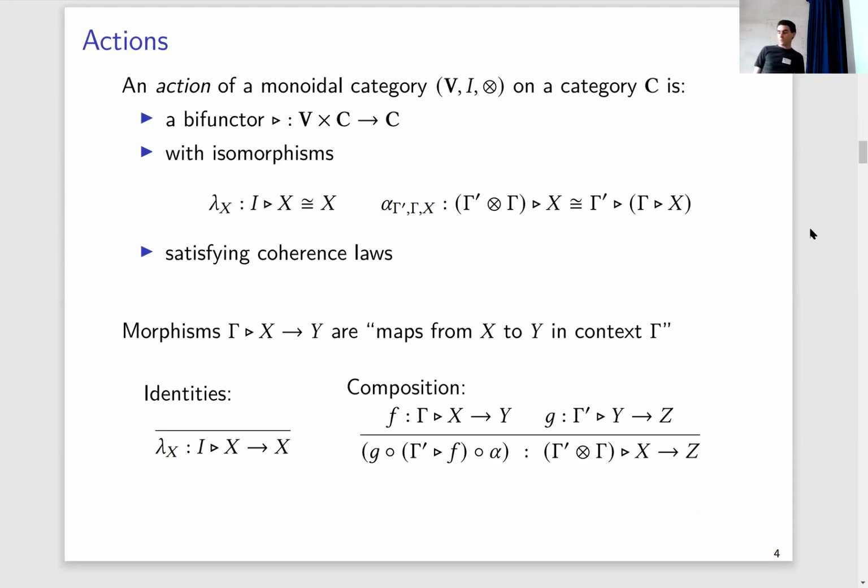Okay, so one thing that will come up a lot is morphisms of this type. A morphism from X to Y in context gamma. You should think of this as a map from X to Y in a context gamma. And in particular, we have identities, so we have maps from X to X in context I. And we can compose these things. So if we have a map from X to Y in context gamma and a map from Y to Z in context gamma prime, we get a map from X to Z in context gamma prime tensor gamma.